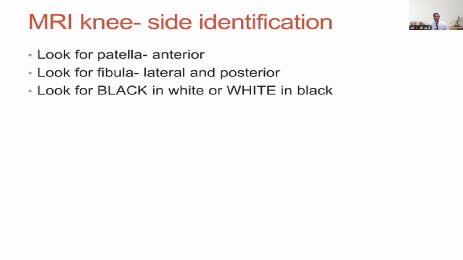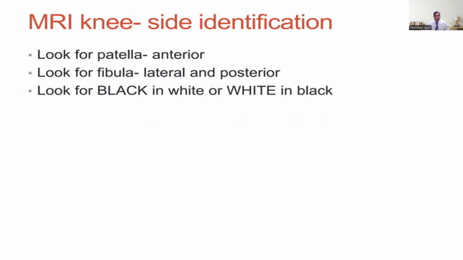So look for the side. Which side MRI are you looking at? Sometimes the patient gets two MRIs, so you should know which MRI you are looking at. Look at the patella. That is the anterior aspect of the knee. Look at the fibula. That is the lateral and the posterior aspect of the knee. And look for black in white and white in black.